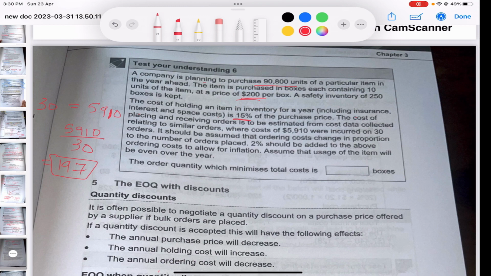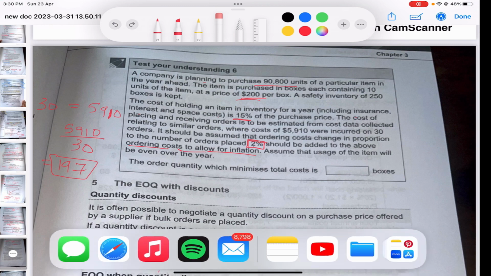It should be assumed that ordering costs change in proportion to the number of orders placed. 2% should be added to the above ordering costs to allow for inflation. Assume that the usage of the items will be even over the year. So they are saying that to my ordering cost I need to add 2% and adjust it for inflation. When we are talking about inflation, it is always going to be an increase in my cost, right? So how am I going to do this?